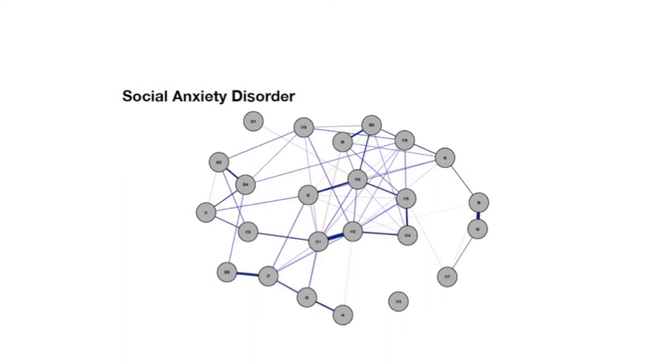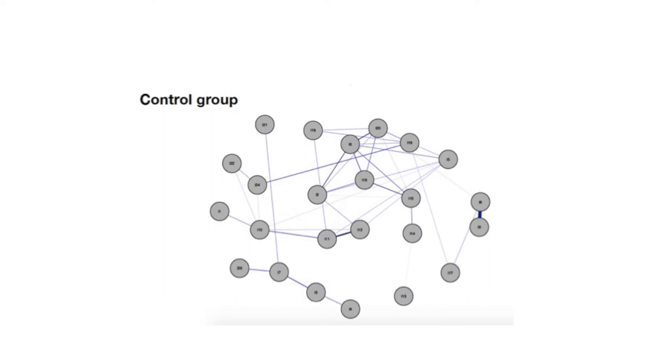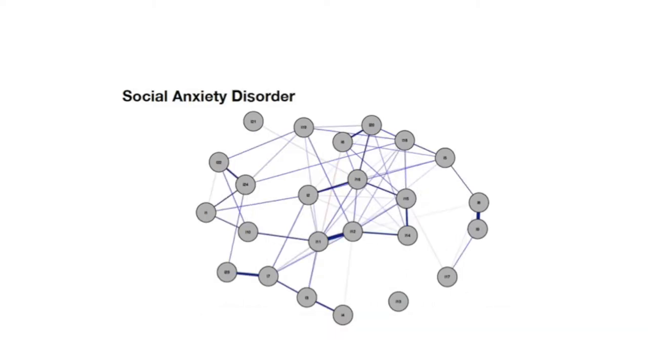So, for example, with people who are afraid of throwing a party, that's over here, this one right here, they are somewhat more likely to be afraid of taking tests, but it's much more pronounced with the social anxiety disorder group.